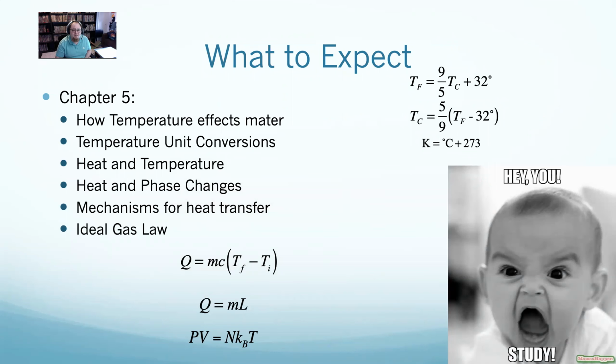I'm not going to give the conversions. Know how to deal with heat: Q equals mc delta T and Q equals mL. Have that multicolored table, I would recommend. And know the ideal gas law and the mechanisms for heat transfer. The mechanisms of heat transfer being conduction, convection, and radiation, and the ideal gas law being PV equals NkT.